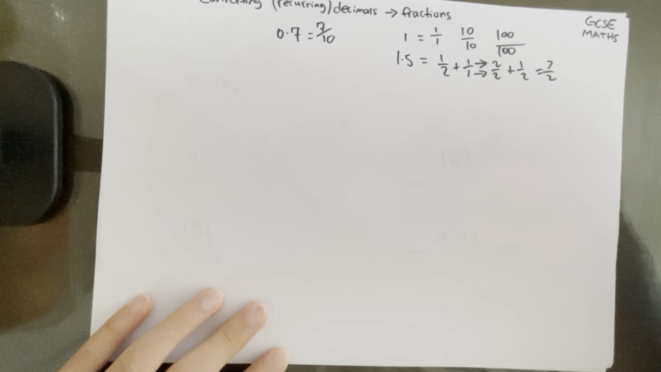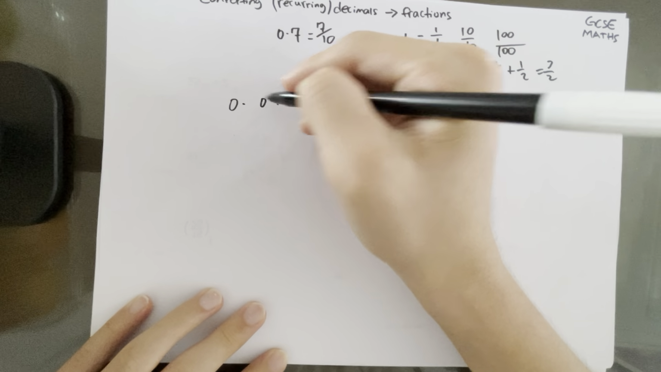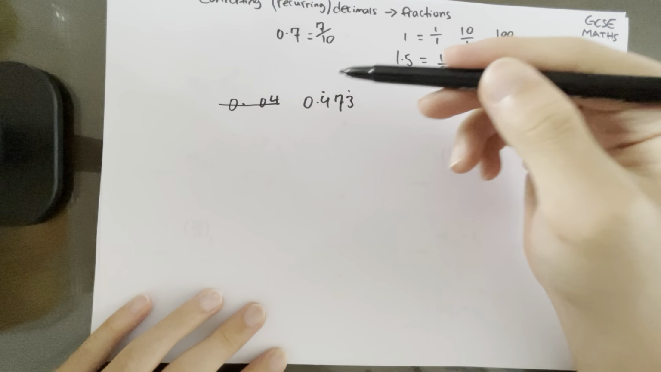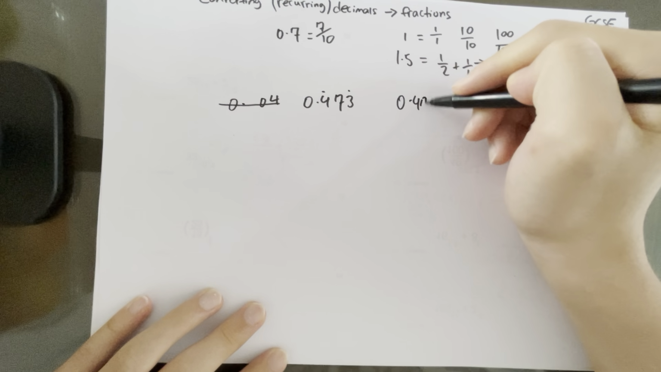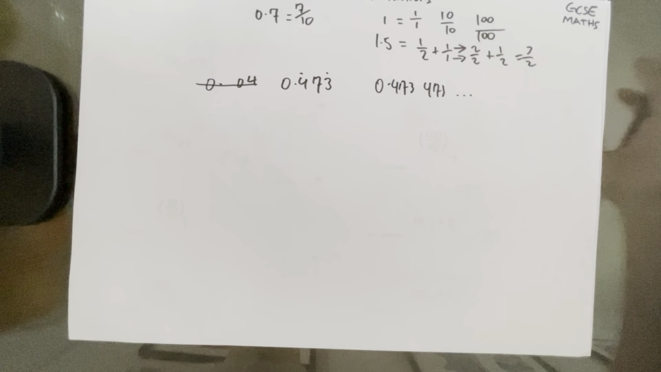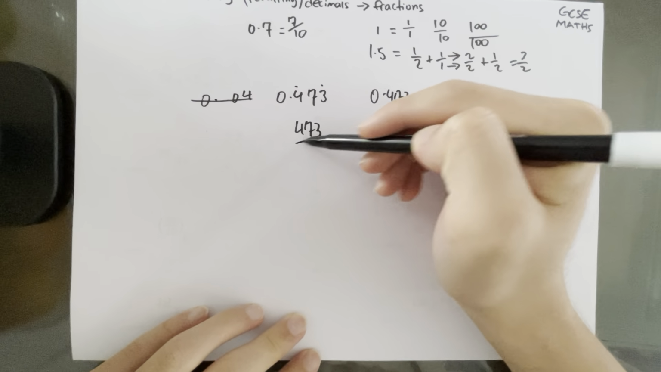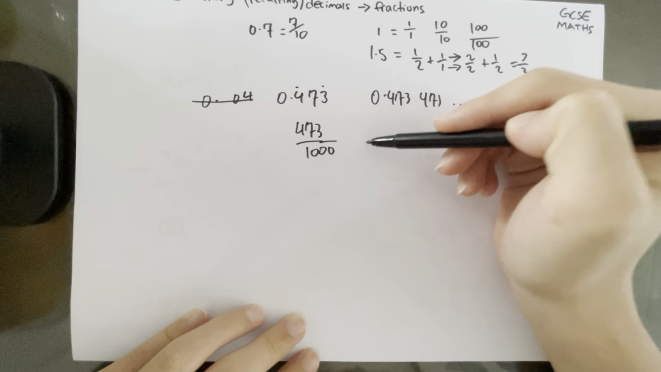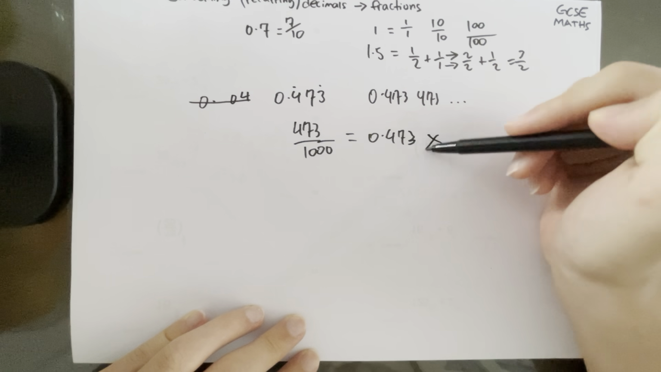So let's say we have the recurring decimal 0.473 recurring. Remember, we put a dot in front of the first and last digit that recur. So you could write this as 0.473473, and it's going to keep going on like so. So how do we convert this into fraction form? Well, it's definitely not going to be 473 out of 1,000, because if it's out of 1,000, it's just going to be 0.473, the non-recurring version. So it's definitely not going to be this.